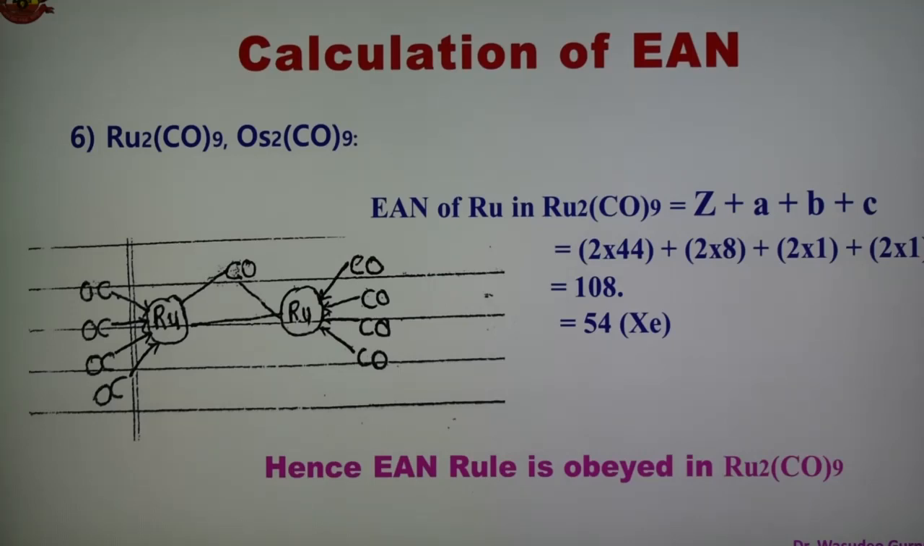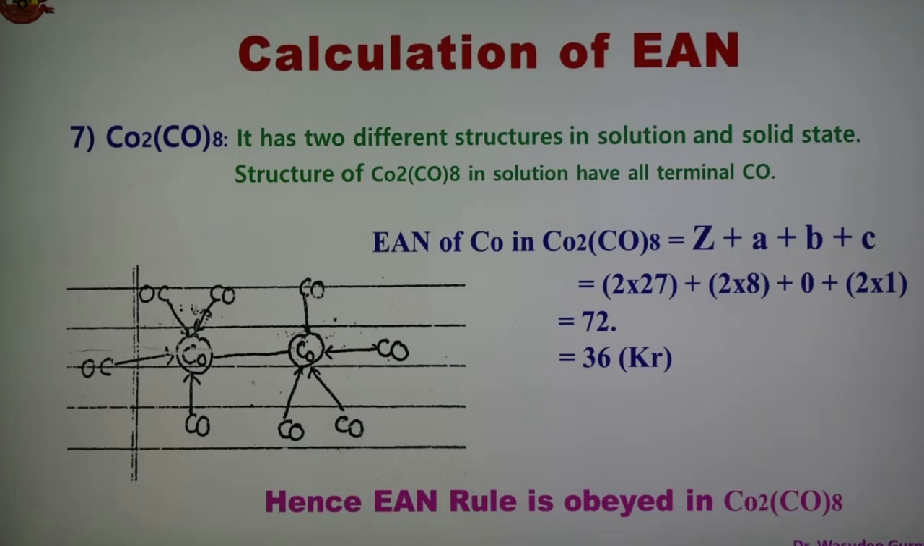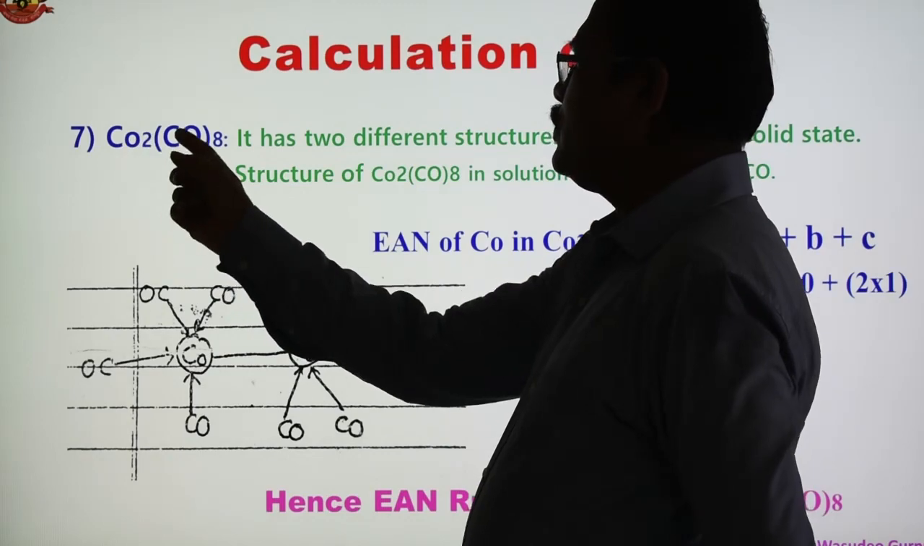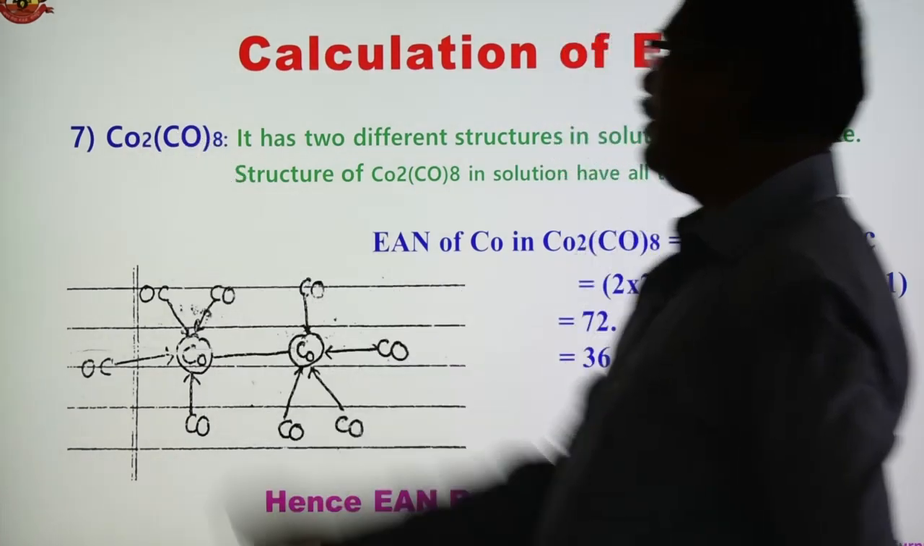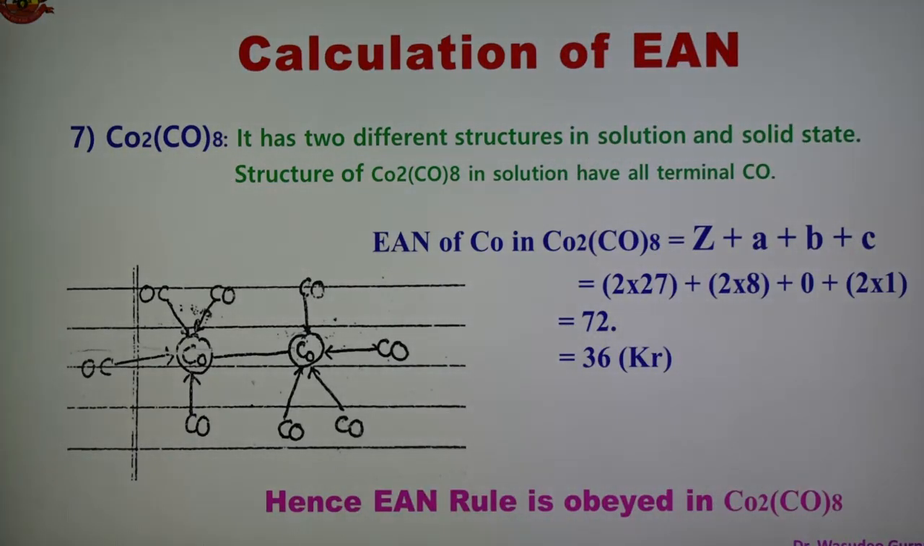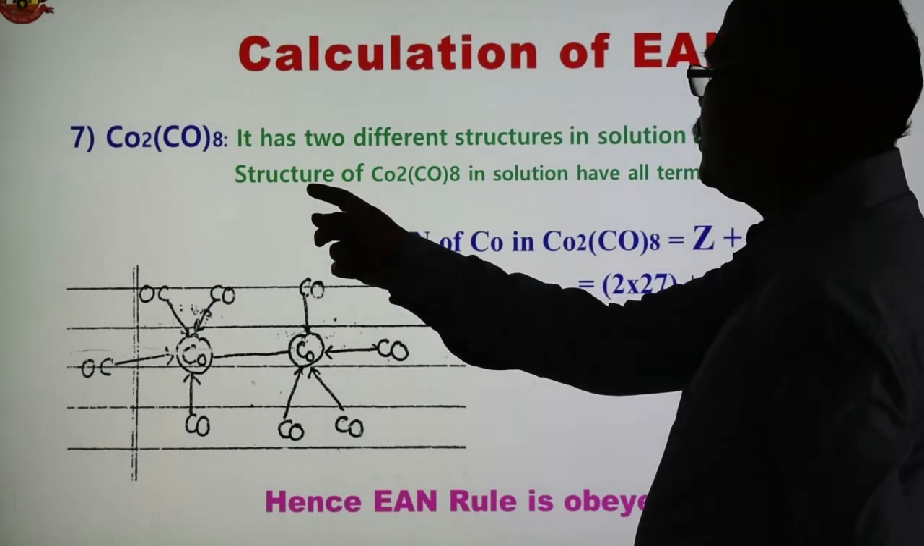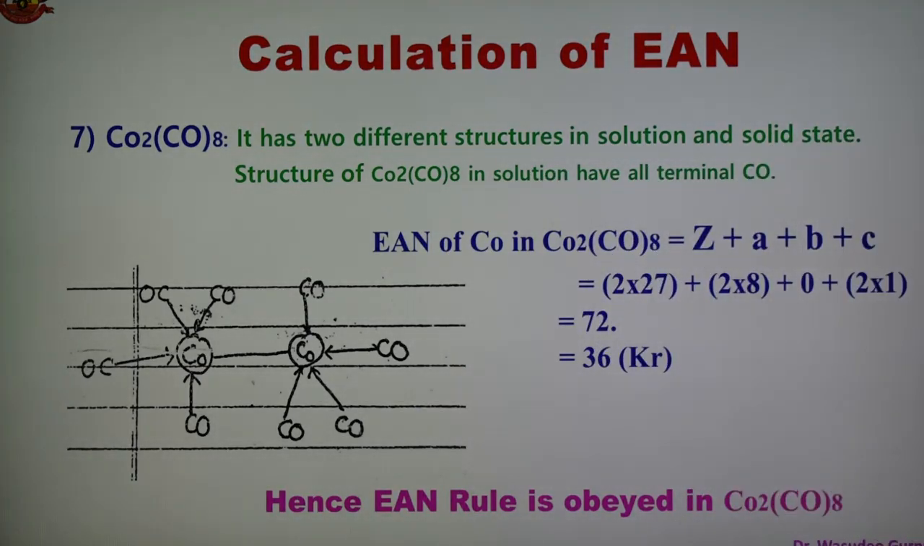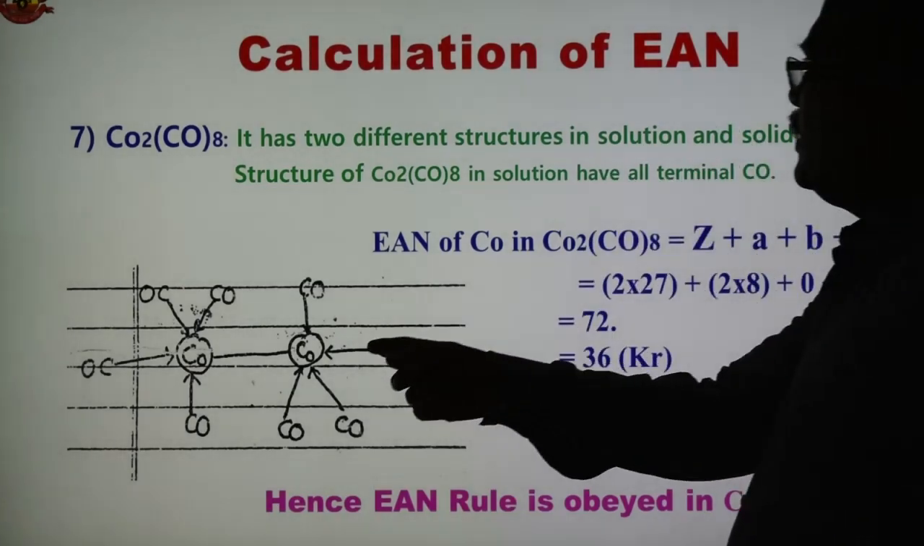Example number 7 now. Example number 7 is Co2(CO)8. This is carbonyl and this is cobalt. This Co2(CO)8 metal carbonyl has 2 different structures, in solution and in solid state. In solution, the structure of this metal carbonyl has all terminal carbonyls.